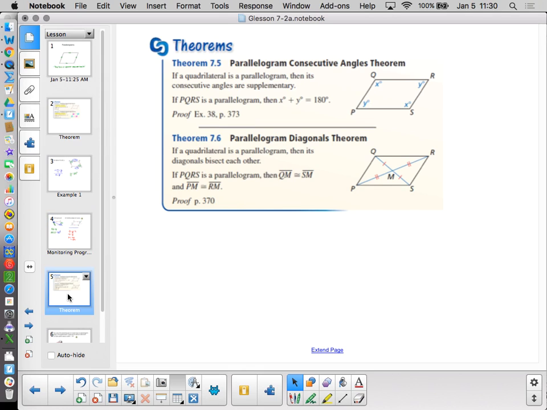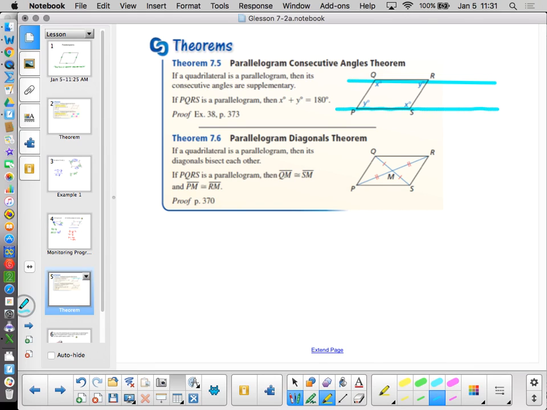Additional properties of parallelograms. Consecutive angles theorem. The opposite angles are congruent. The consecutive angles, because the sides are parallel, and let me draw this out for you real quick, because I have parallel sides here and a transversal, I know that the consecutive angles are not congruent, but they are supplementary. Those are consecutive interior angles.